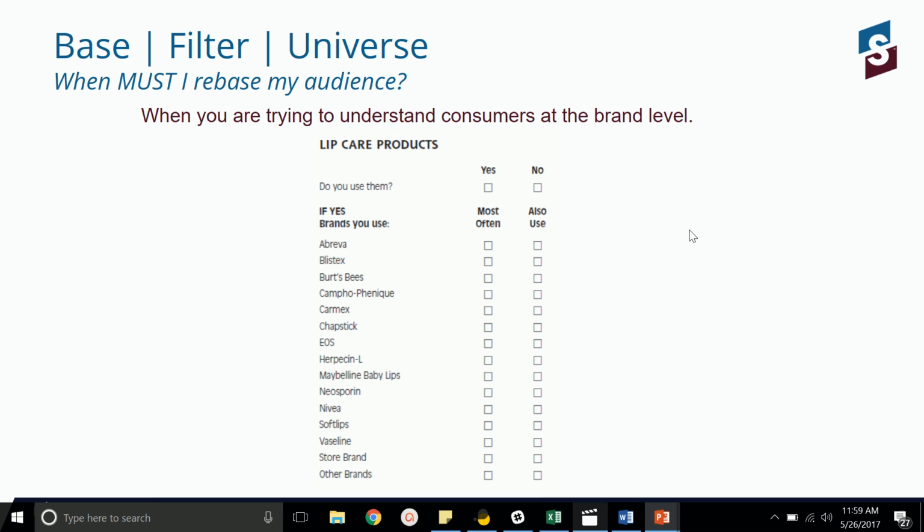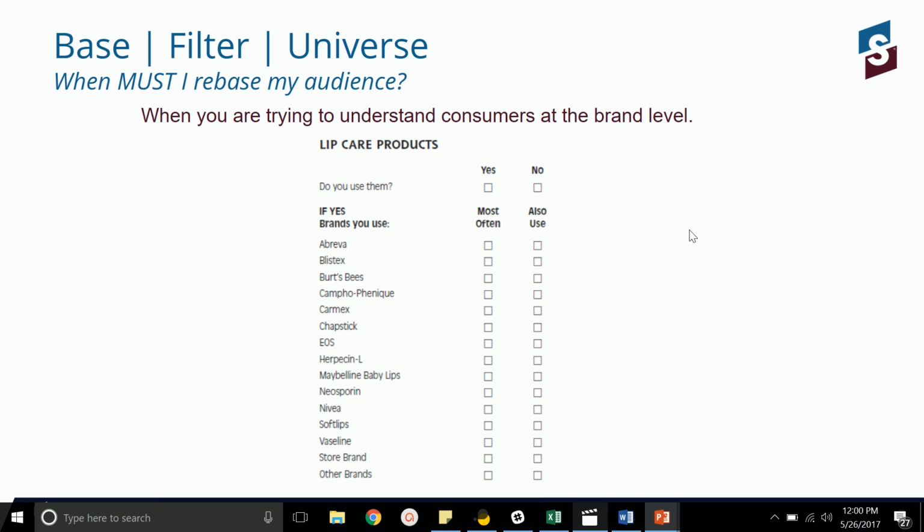And finally, there are some instances where it is not necessarily wrong to leave your base as the total adult population. I've chosen the example here of lip care products. As you can see, we asked the respondent to answer a gate question regarding whether or not they use lip care products. If they indicate that yes, they use lip care products, we then ask them to answer a series of questions regarding their usage of lip care items, such as brand, how often they use, how often they buy, etc.